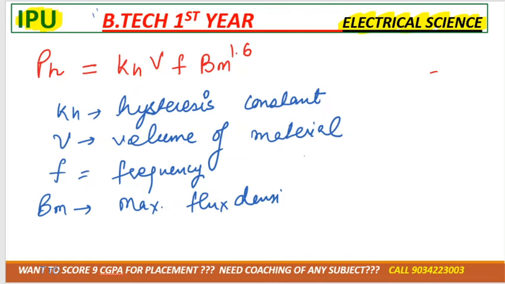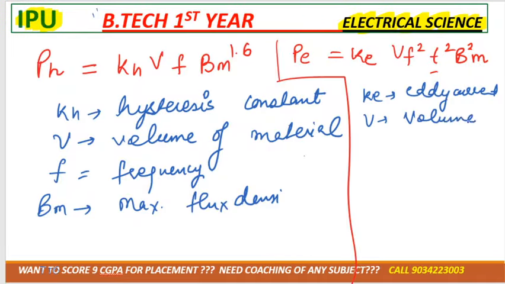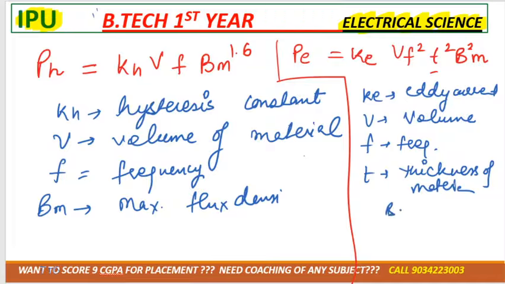Okay, write down this one. Next one is the eddy current loss formula. Pe is equal to Ke f square t square Bm square V. As you can see, Ke is the eddy current constant, right? Where V is again the volume of the material, f is the frequency, t is the thickness of material, and Bm is the same, maximum flux density. So you just need to remember the formula. Okay, here.